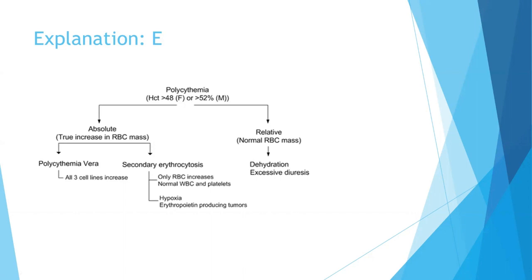So it may be due to polycythemia vera, where all the 3 cell lines are increased, or maybe due to secondary erythrocytosis, where only RBC increases and there are normal WBC and platelets. Or it may be due to hypoxia, which can stimulate the production of erythropoietin. And there are some erythropoietin producing tumors like renal cell carcinoma, which can cause secondary erythrocytosis.